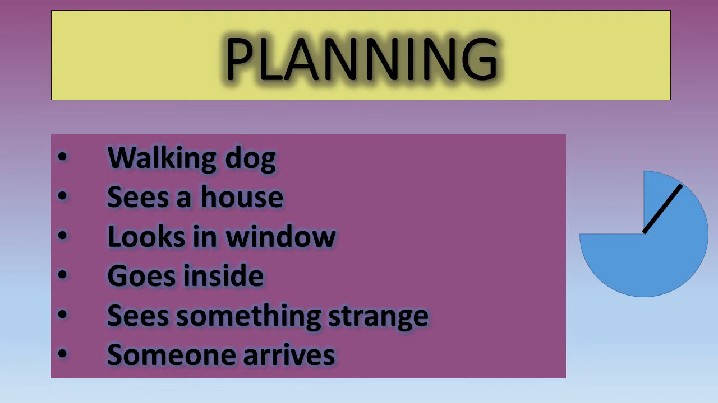It's nice and simple. And if I was in the examination, this is what I'd do. I'd give myself 5 or 6 bullet points that just plot the action in my story. So I'm going to have someone walking a dog. They're going to see a house. They're going to go up to the house, have a little look in the window. They're going to go inside. My character is going to see something strange in there so that I'm meeting the needs of the question. And then at the end, a little bit of a cliffhanger. They're in this house and then someone arrives.